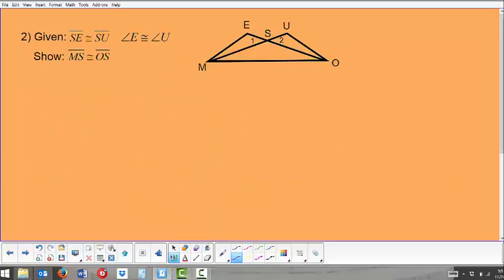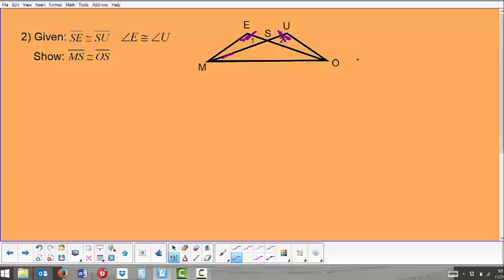So again, we're going to start by marking what we know. We have SE congruent to SU, and we have angle E congruent to angle U. And we want to show that MS is congruent to OS. Sometimes it's really helpful when you have a picture like this. I mean, there's lots of triangles in here. I have this small one and this small one. I have maybe the big ones that I might show are congruent. I might want to talk about this triangle in here. I don't know. So sometimes it's helpful to separate the 2 triangles and redraw what we're trying to show.